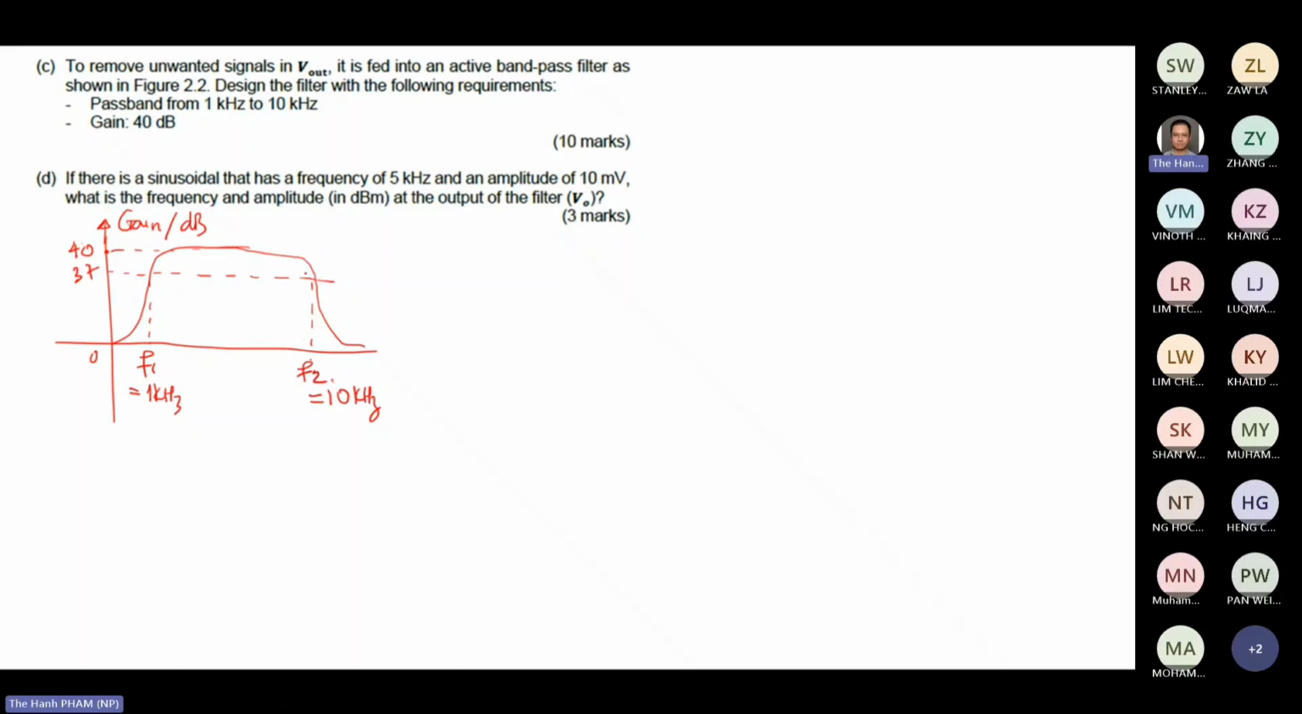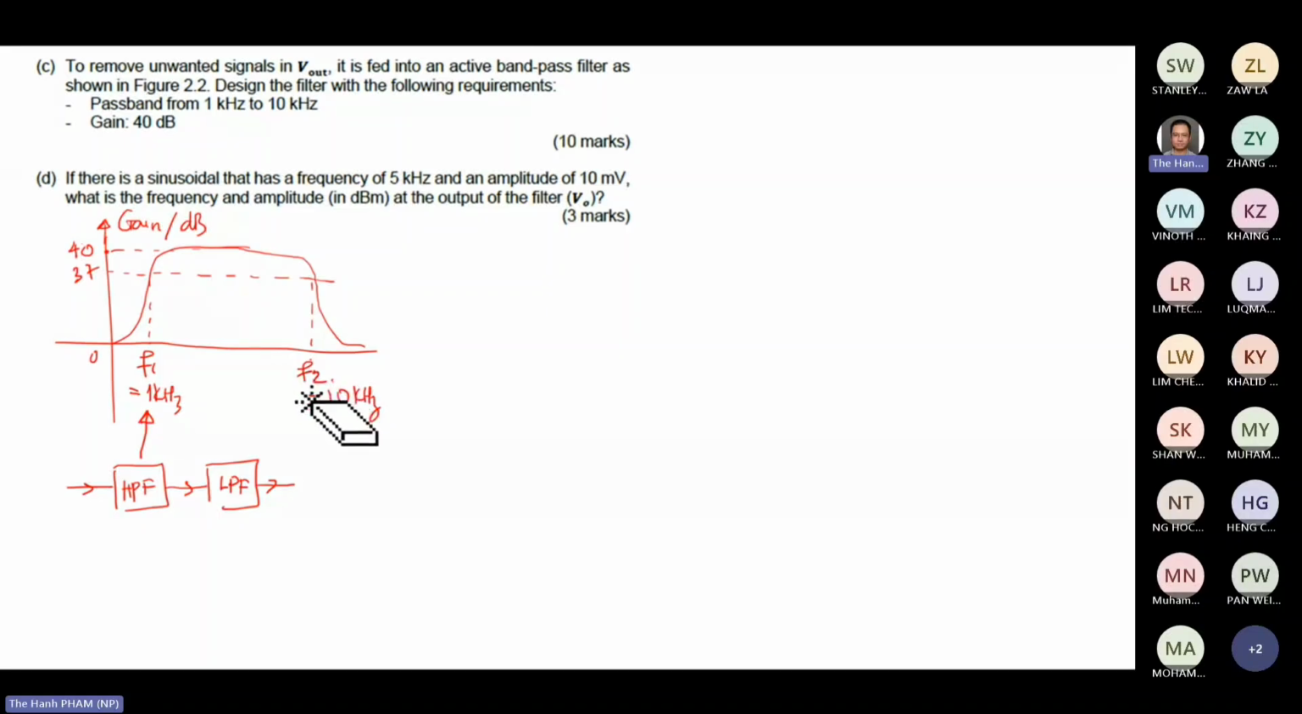Now we know that our bandpass filter will be built by using a low pass filter and a high pass filter. Or if you want, you can have the high pass filter first, and then the low pass filter. It doesn't matter. So can anyone tell me, for this cutoff frequency of 1 kilohertz, which filter does it belong to? High pass. This one belongs to the high pass.